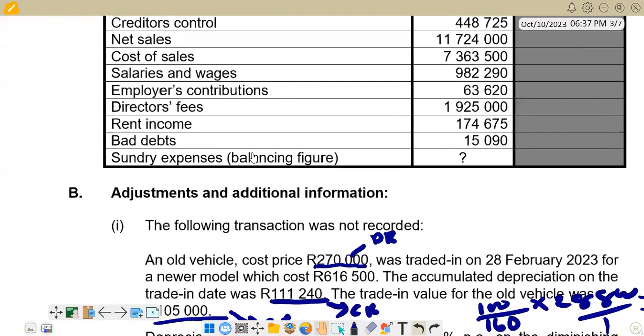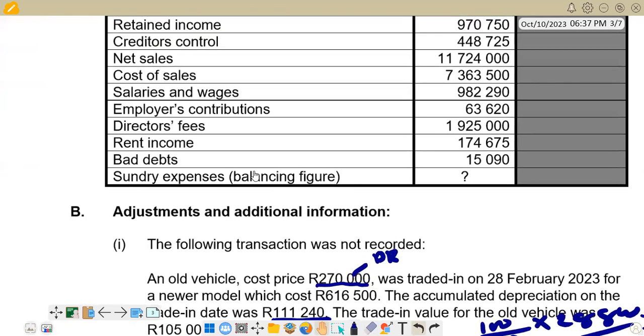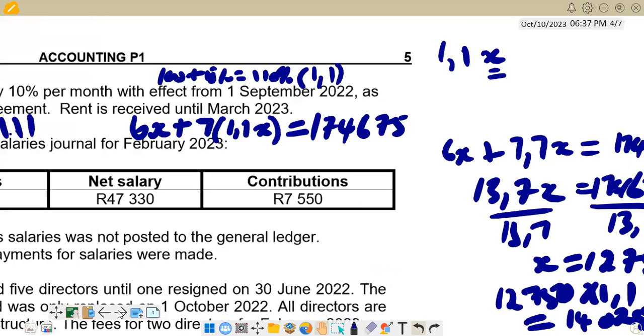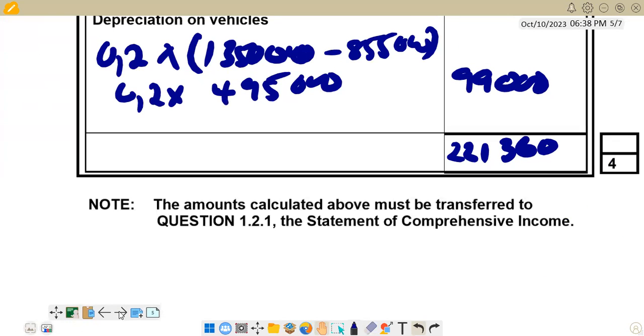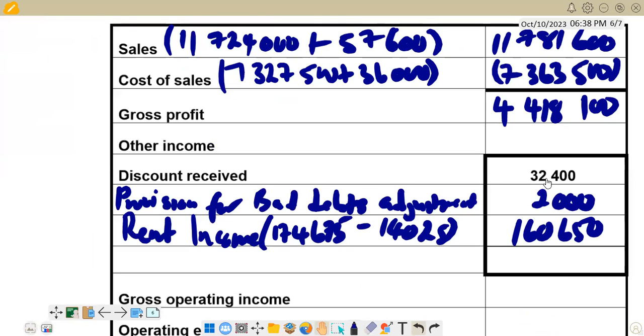Right. After rent income, we've got bad debts, which is an expense, then sundry expenses. All of them are expenses. So it means we've exhausted all the income that we have in the question, and then we go there and try to add the total for income there. So we are going to say 32,400. We add 2,000. We add 160,650. The total that we are supposed to get there is 195,055.